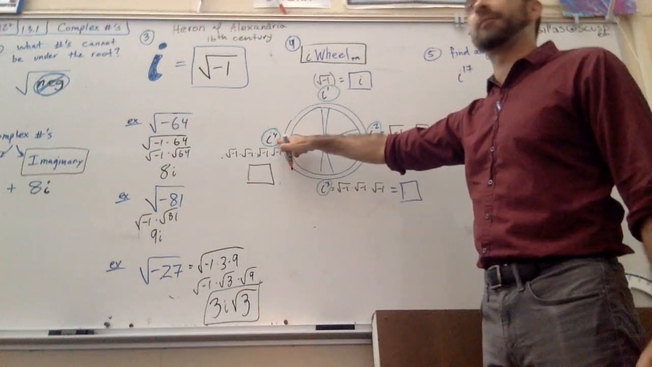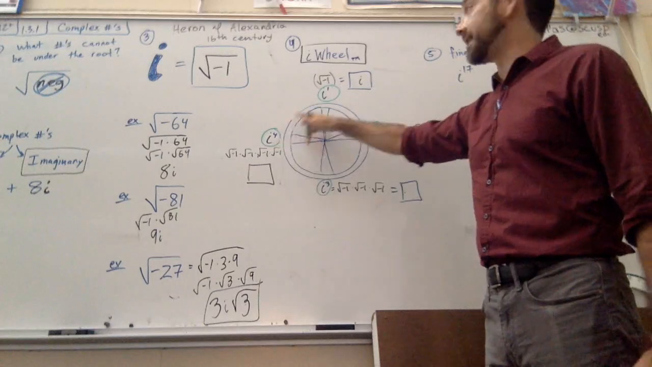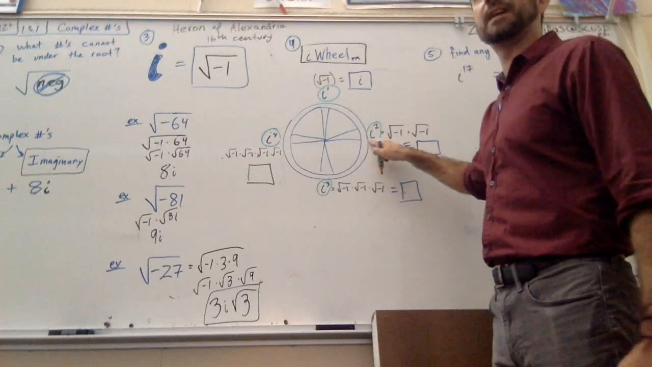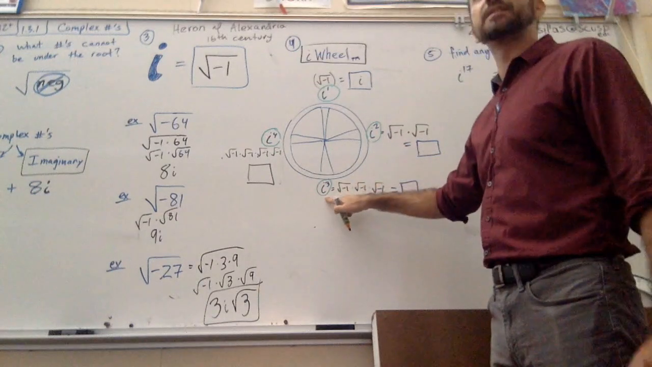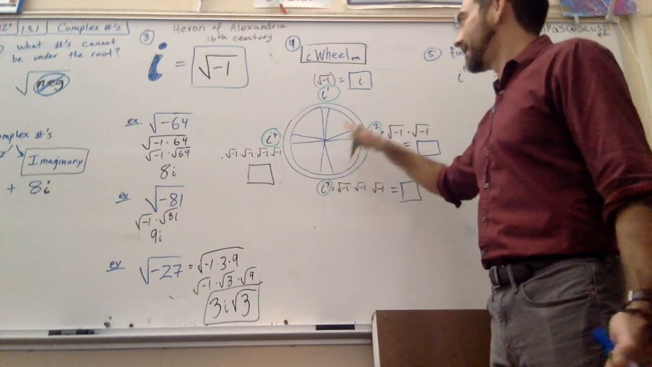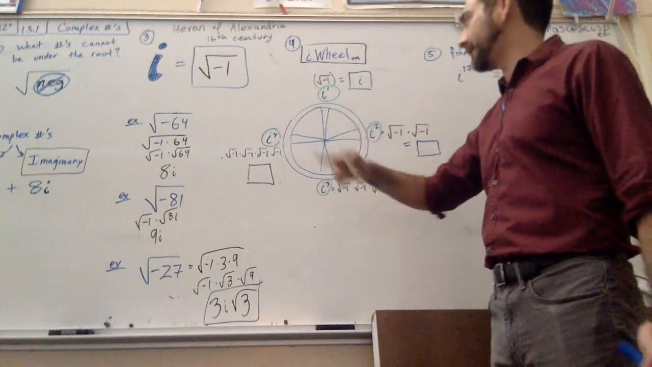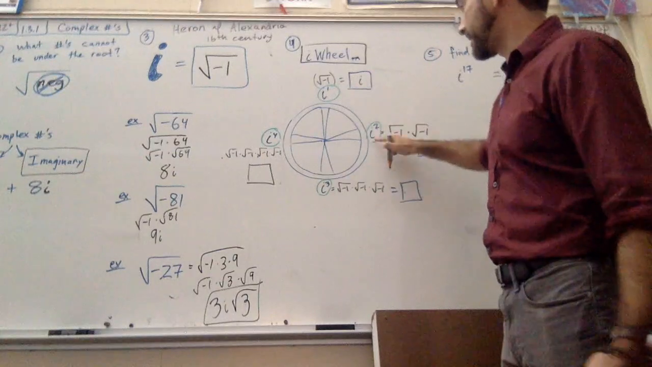Watch what's going to happen with the wheel. i to the fifth is going to have the same answer as i to the first. i to the sixth is going to have the same answer as i to the second. i to the seventh is going to have the same answer as i to the third. We're going to show that and figure that out, but first let's find out what each of these is actually going to equal.